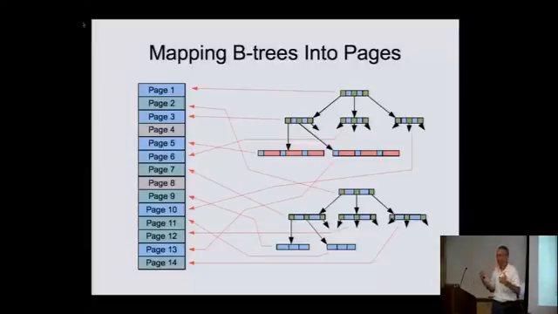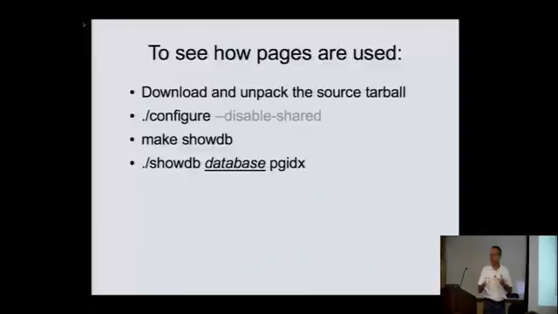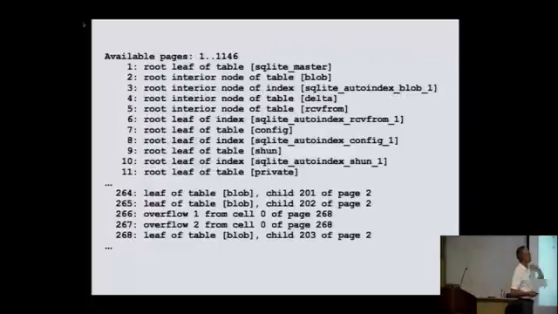Now we've got a bunch of B trees in the same file, and these individual pages can be interleaved all through the file. And the only thing that you need to know is what the root page of each B tree is. If you want to see where the pages are, you can download the source code, do configure, do make showdb. Showdb is a little utility that we wrote that kind of decodes the file format. And they do showdb database page index, and it will actually show you what each page of the database file is used for. And we can see here that the first page is both a root and a leaf. So that particular table fit on a single page, and it would all fit there.